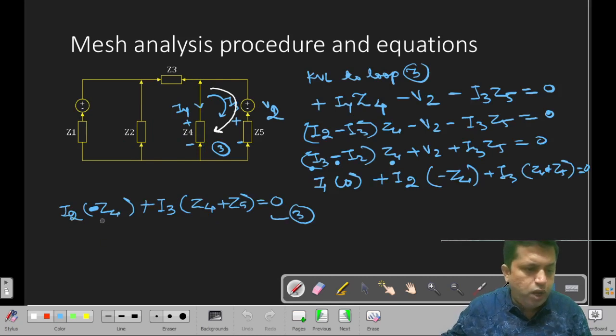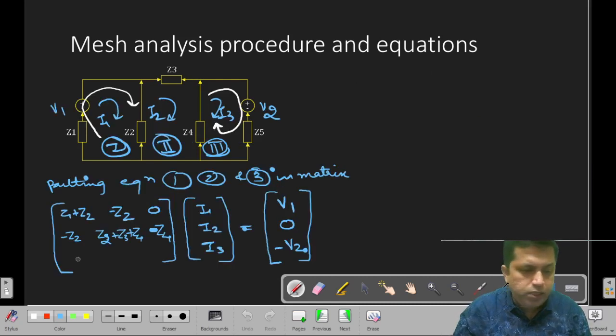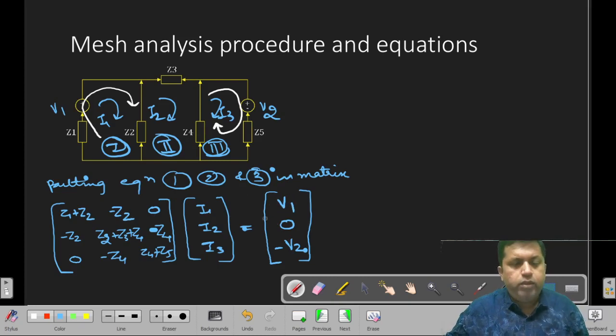Equation number 3, no I1 term, I2 term is minus Z4, I3 term is Z4 plus Z5. So no I1 term, I2 term is minus Z4 and this term is Z4 plus Z5. Okay, in this way you can get the answers. This is a matrix form of equations 1, 2 and 3. Okay, so this is mesh analysis.